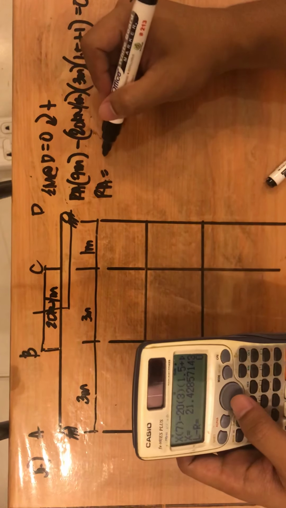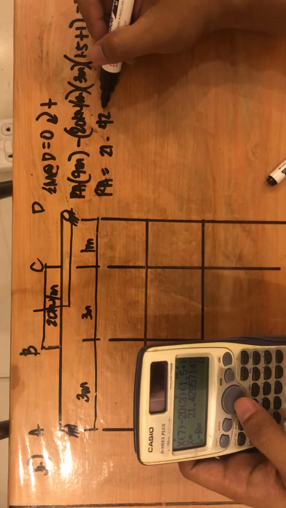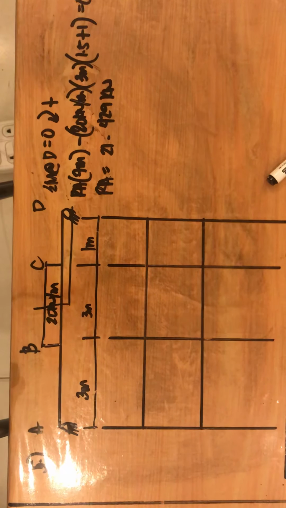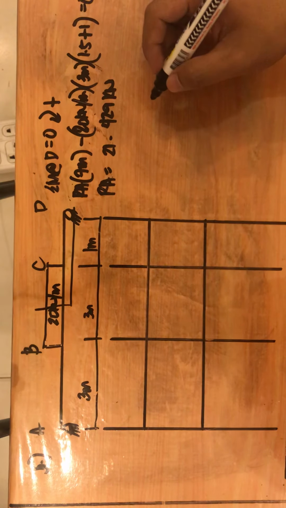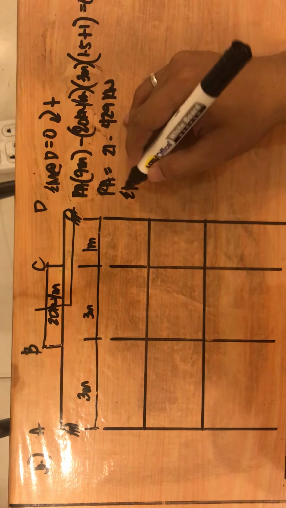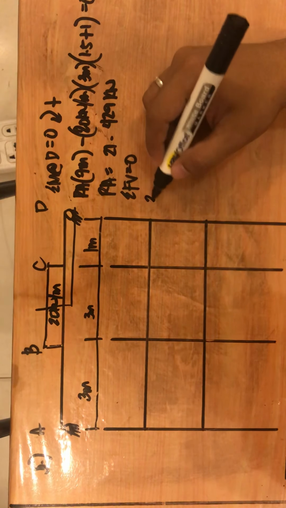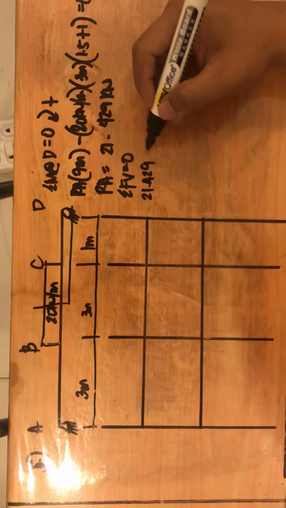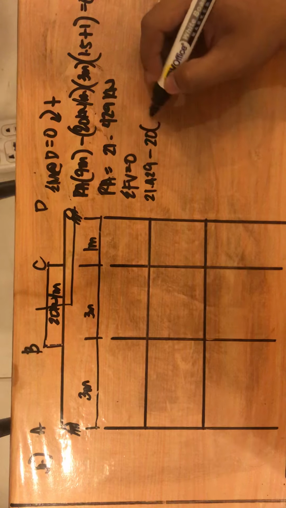So, RA natin is 21.429 kilonewton. Yan yung support reaction natin at point A. Then, next, determine reaction at point D. So, summation of force vertical na tayo, equivalent to 0. So, RA, 21.429, minus gravity load, 20 times 3.